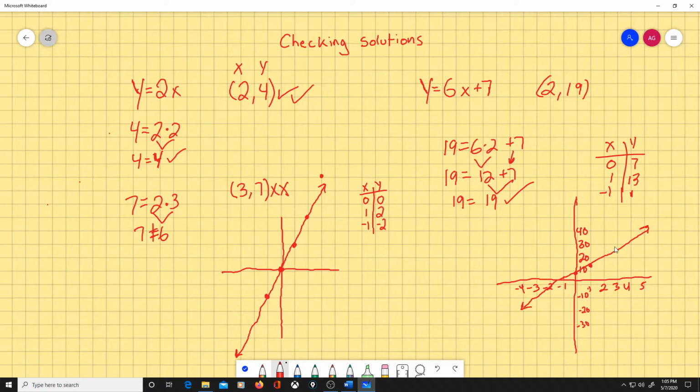And again, we can just check points along this line because any point that falls on this line is going to be a solution to this equation. So again, you could do (2, 19), and I mean, my line's not perfect. It probably should have gone right here, but you would see that that point is close enough onto the line that that is a solution. So those are two ways for checking solutions to equations.